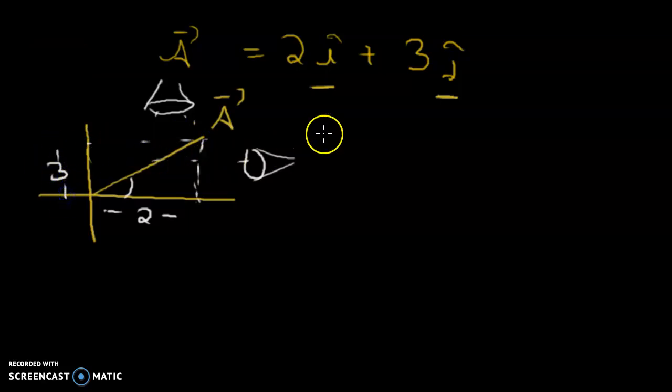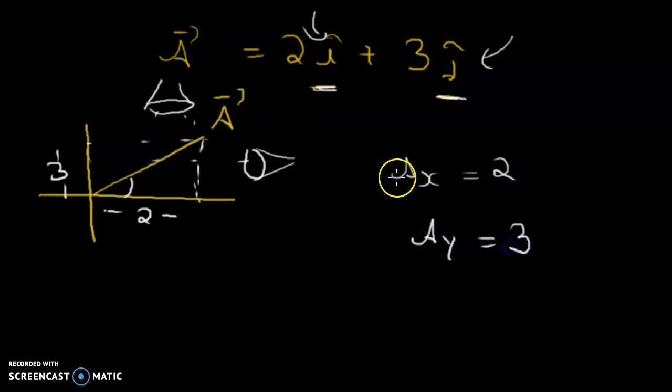So now I don't need the angle or anything else. I just need to look at what is before i cap and what is before j cap. That would be the horizontal component and that would be the vertical component of the vector, or the resolution of the vector, or the projection of the vector. So I can say that ax is 2 and ay is 3.